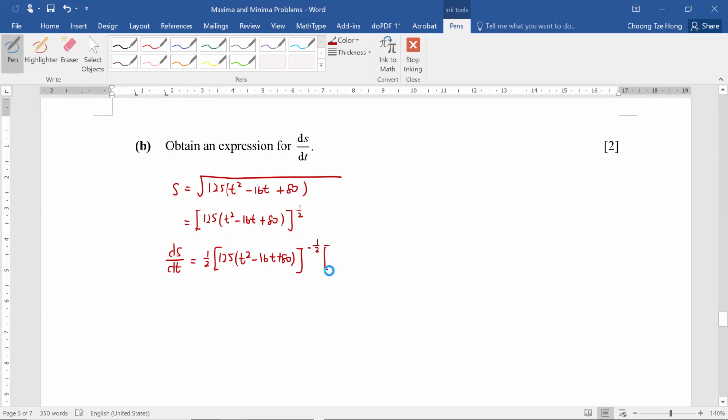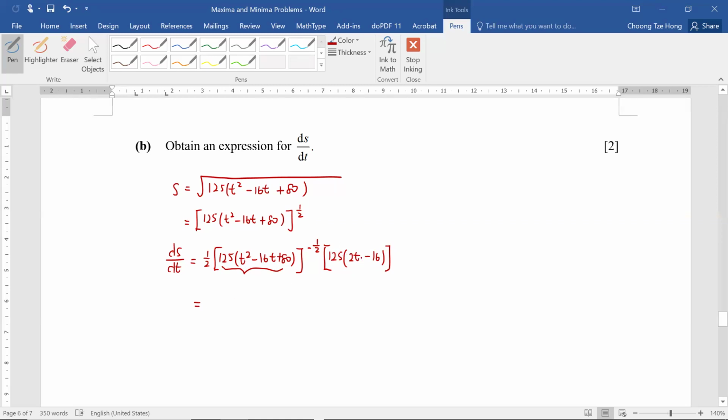Then we're going to differentiate the inside. We'll just leave the 125 outside, and then you can just differentiate whatever is inside this bracket. So you get 2t minus 16. There's no need to expand it out, because if you expand out, differentiate, and after that factorize back the 125, you still end up with this. So just leave the 125 there and differentiate inside, and you will still get the same answer.